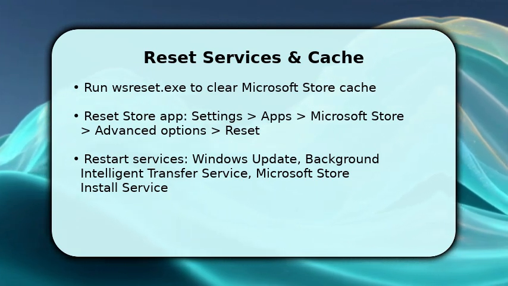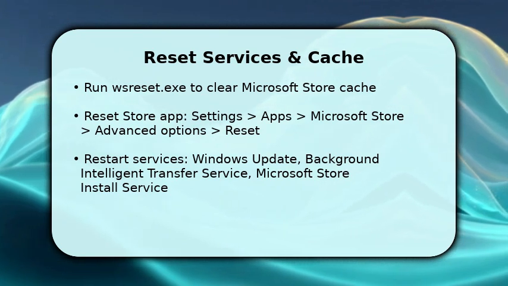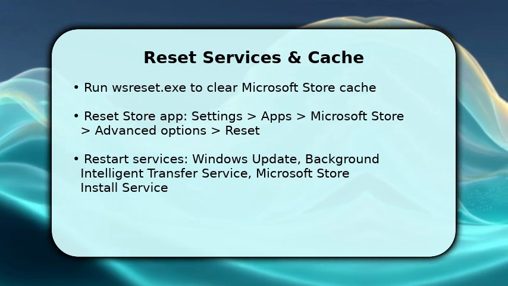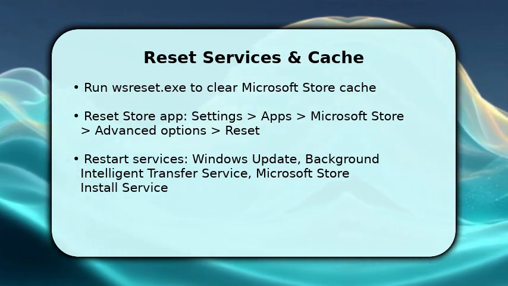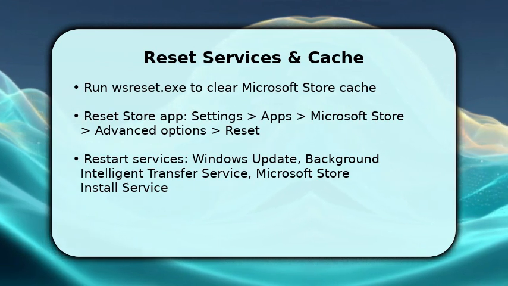After that, open Services and restart Windows Update, BITS, and the Microsoft Store install service. These coordinate downloads and installs. If a service won't start, set its startup type to automatic, apply, then start it. This repairs broken dependency chains that cause stalls.